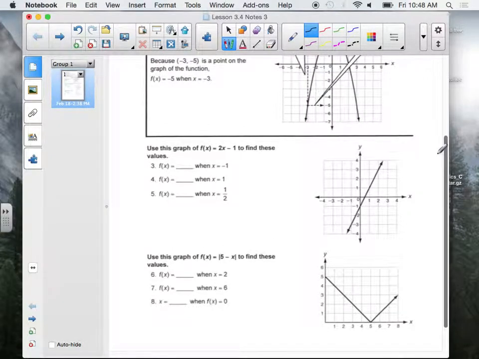Now for the next parts, your graph is f of x equals 2x minus 1. And they are telling you to find f of x when x is these values, -1, 1, and 1/2. So let's do the first one together. When x is equal to -1, someone tell me what to do. Wait, did you say what we're supposed to put equal after equals? Did you say 2x minus 1? Yes, 2x minus 1.